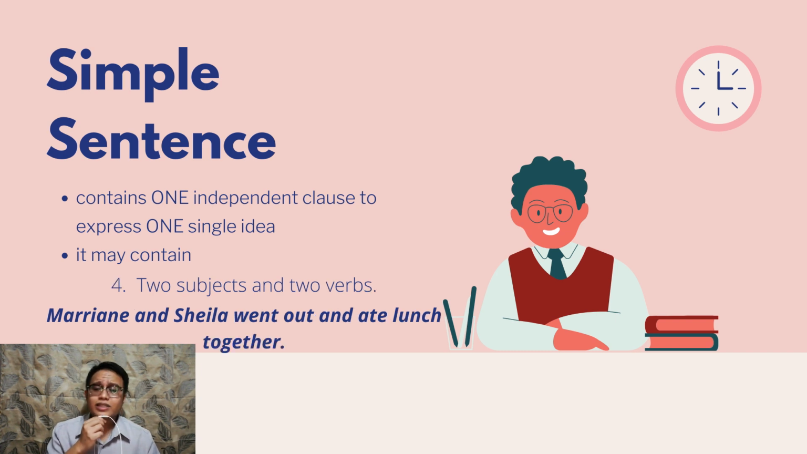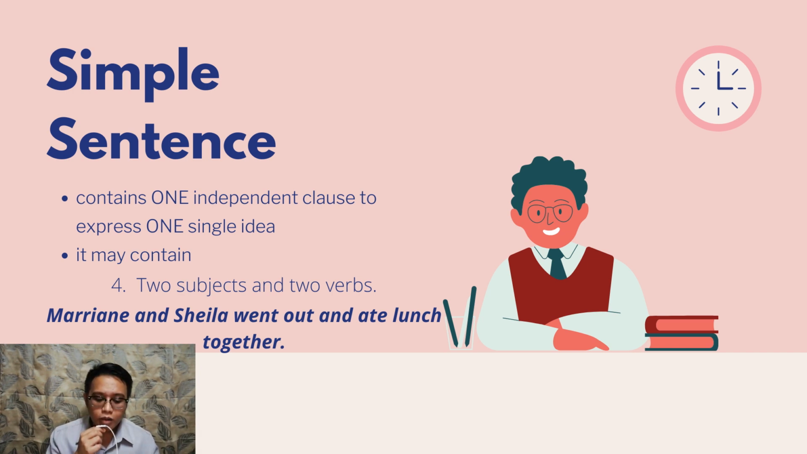And lastly, a simple sentence can also contain two subjects and two verbs. Okay? So, Marian and Sheila went out and ate lunch together. Okay? So, Marian and Sheila, two subjects, and atong two verbs, went out and ate lunch together. Went out, went, og ate. Okay? So, mao na tong simple sentence. Our simple sentences are composed of those four katong mga kinds of sentences: one subject, one verb; two subjects, one verb; one subject, two verbs; and two subjects, two verbs.